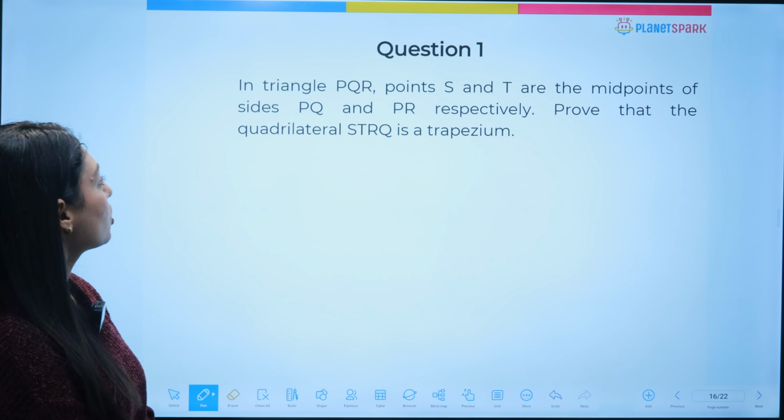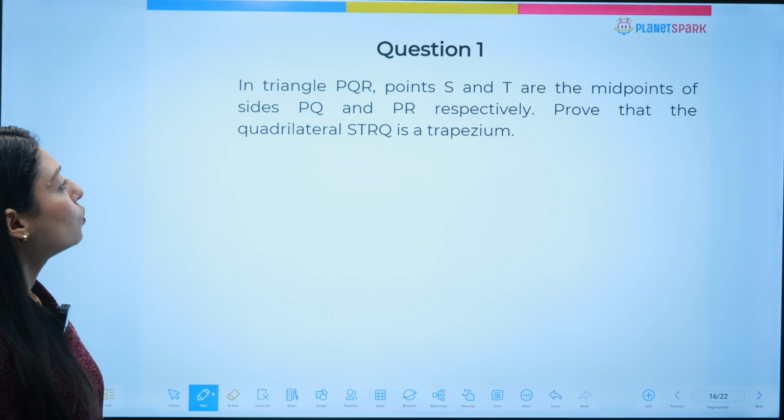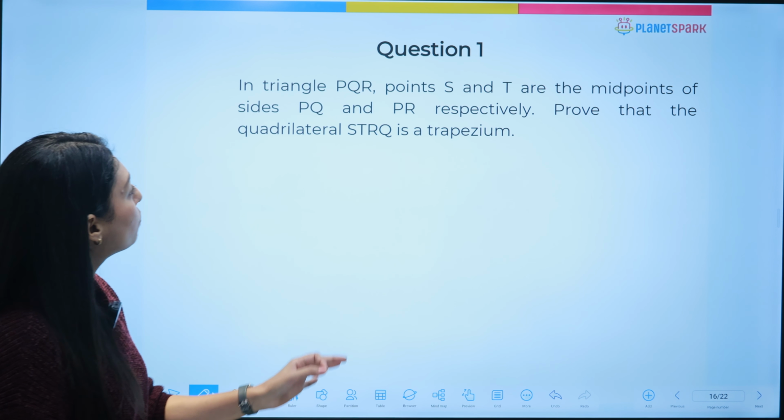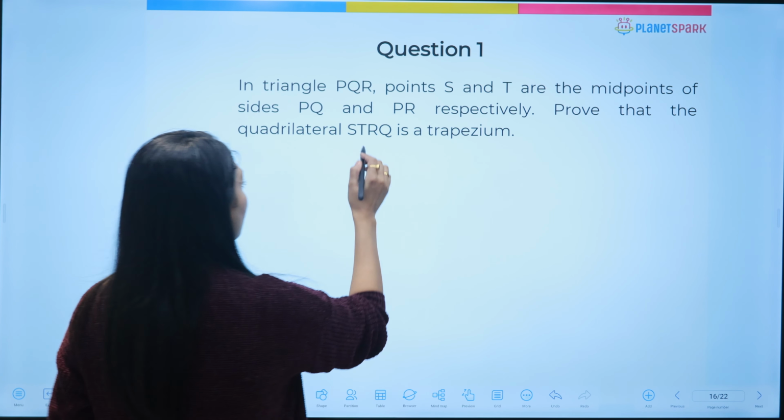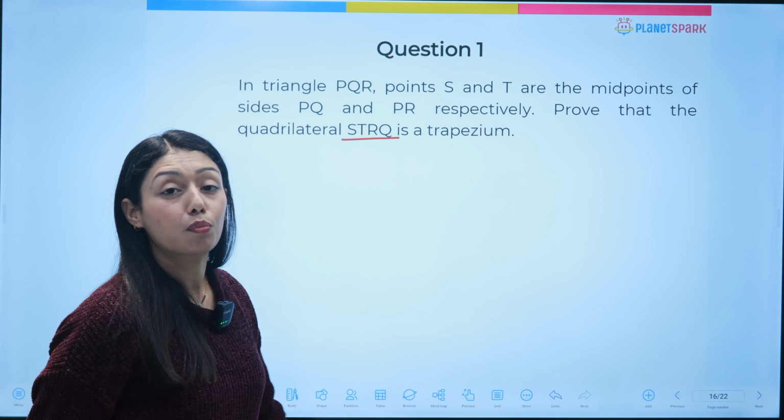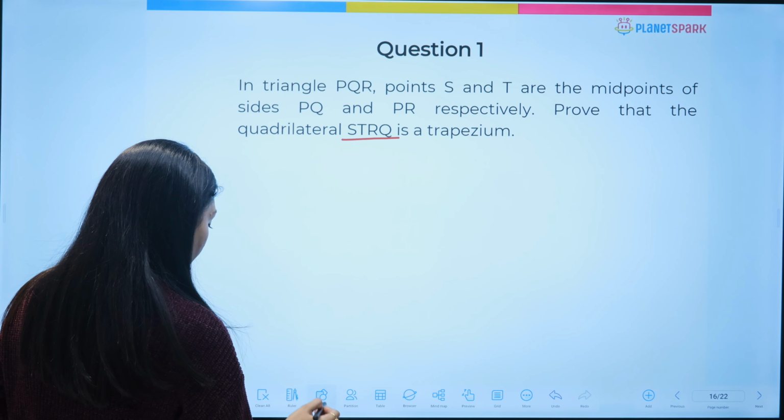Now let's see some questions there. In a triangle PQR, points S and T are the midpoints of the side PQ and PR respectively. Prove that quadrilateral STRQ is a trapezium. Okay then, let's get started.